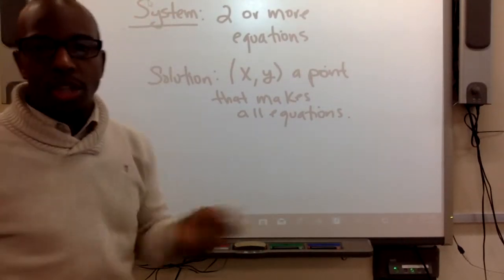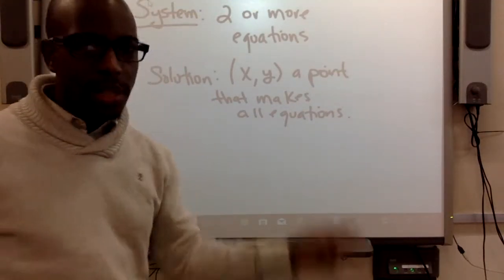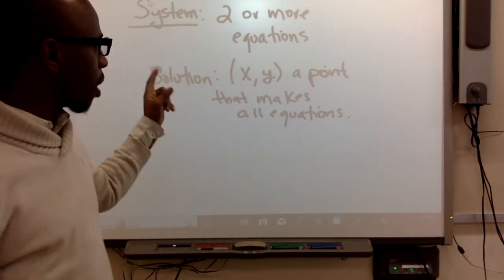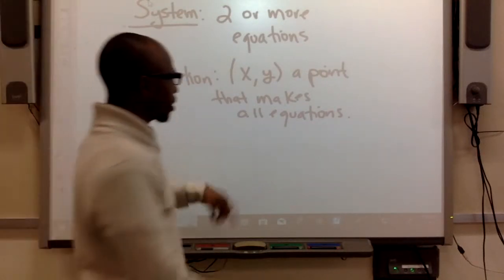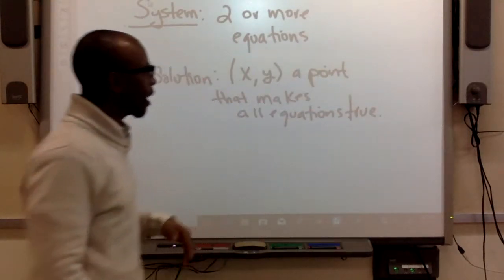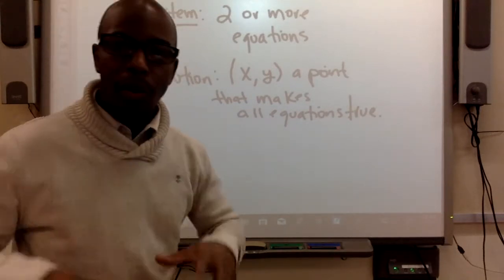So a system is two or more equations. A solution is a point, has to be a point, has an x value, has a y value, and makes all the equations true. Sorry, let me write the word true. Awesome. Okay, so that's just a refresher for now on what we're talking about.